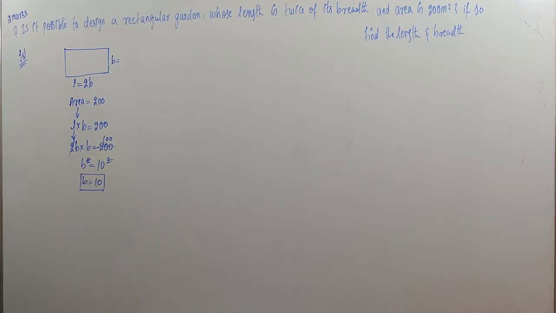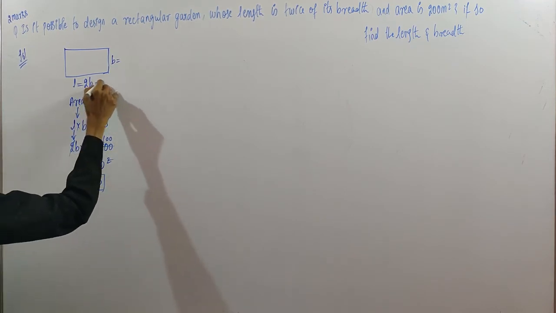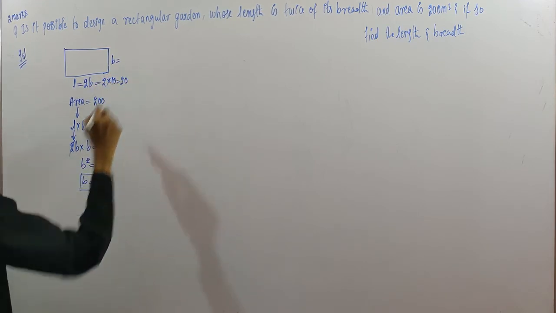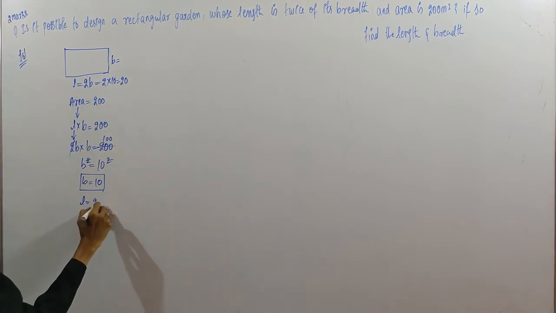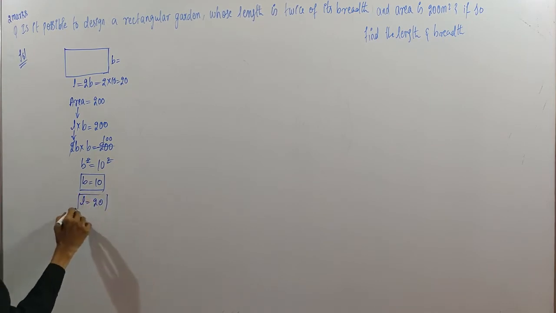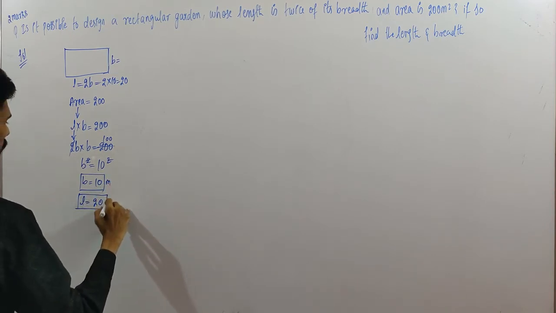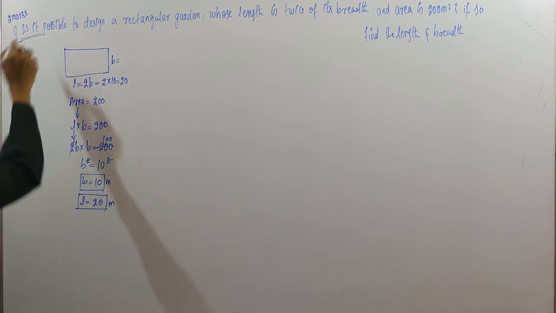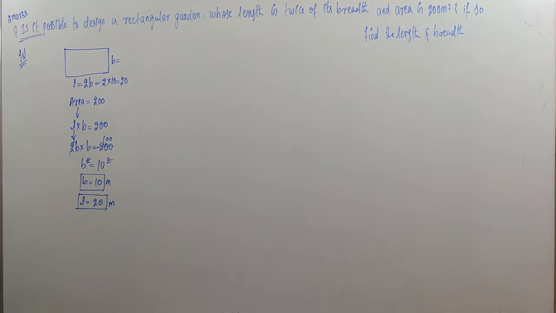B value is 10. Substitute here. So 2 into B value is 10. So it will become 20. That implies L value will become 20. We have L value as 20, B value as 10. 10 meter and 20 meter. We got length and breadth. Here it is asking, is it possible? Yes, it is possible. We can design a rectangular garden.